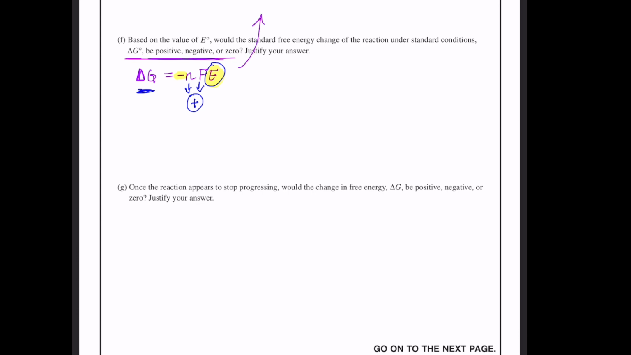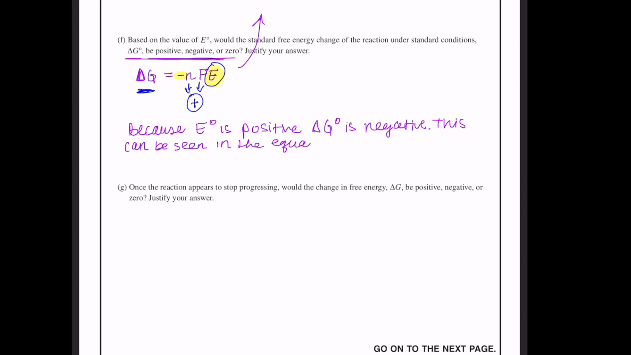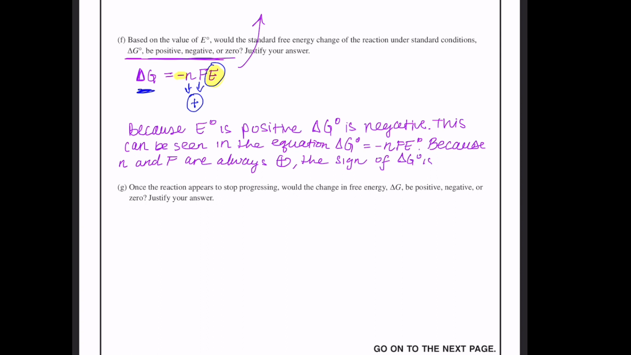And our E was positive in the previous part. So that means because E is positive, G is negative. This can be seen in the equation. Because N and F are always positive, the sign of G is always opposite from E, unless both are zero.